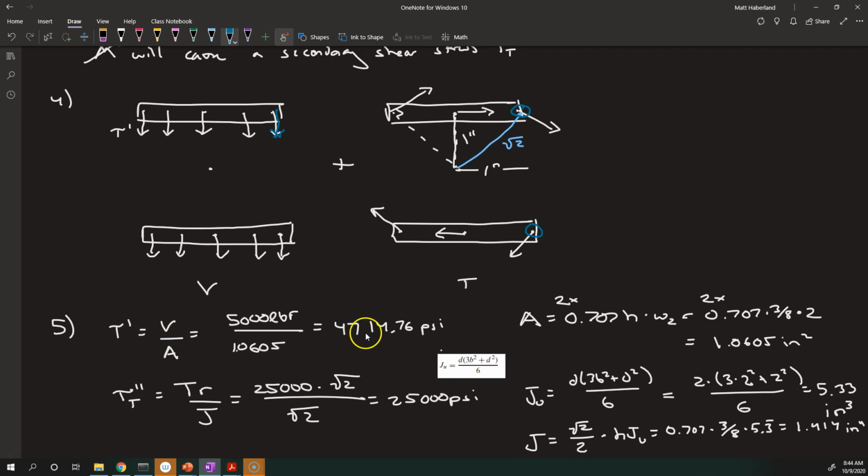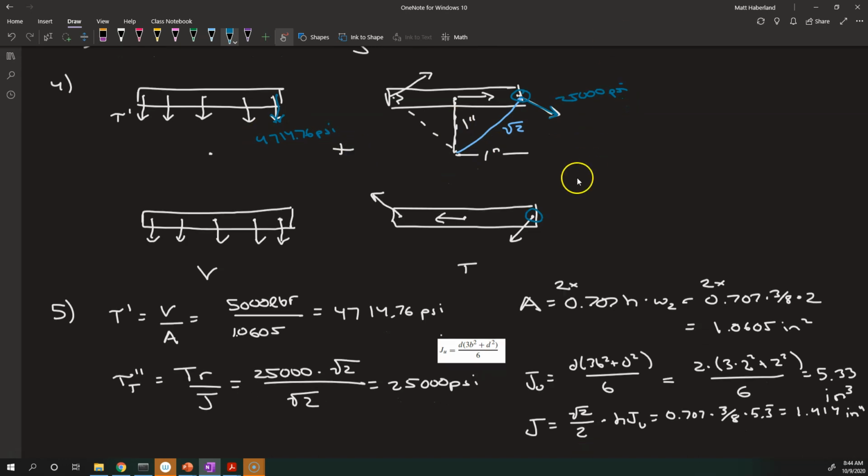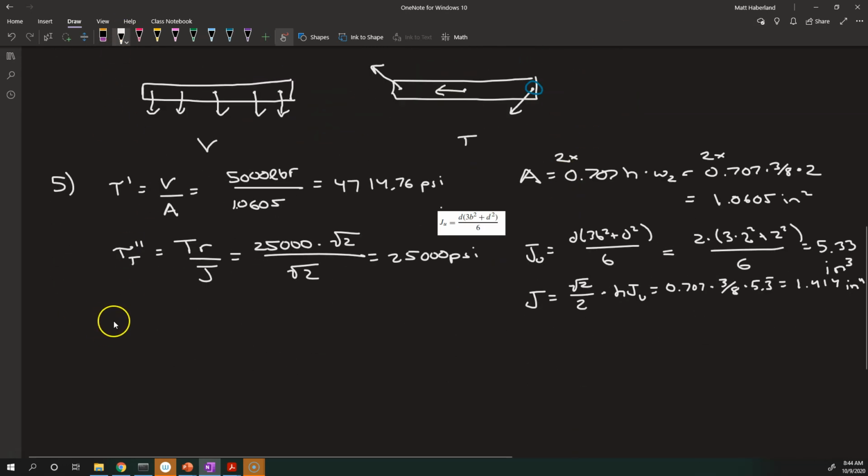That has magnitude 4.714 KSI. And this has magnitude 25,000 PSI. So we need to add those two as though they were vectors. So we can think about it like tau prime, well, that is 4714.76 PSI. And that's in the negative j hat direction if we were to draw unit vectors I hat and j hat. So we've turned that into a vector.